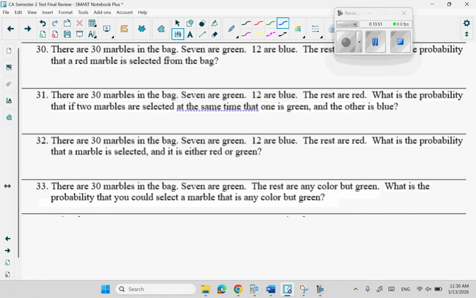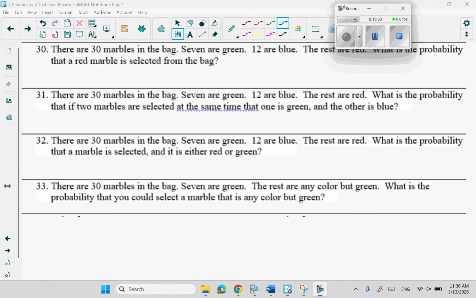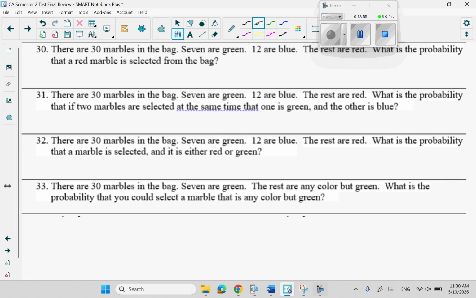There are 30 marbles in the bag. 7 are green, 12 are blue. The rest are red. So I know red would equal 30 minus the sum of 7 plus 12. So there has to be 11 red marbles.